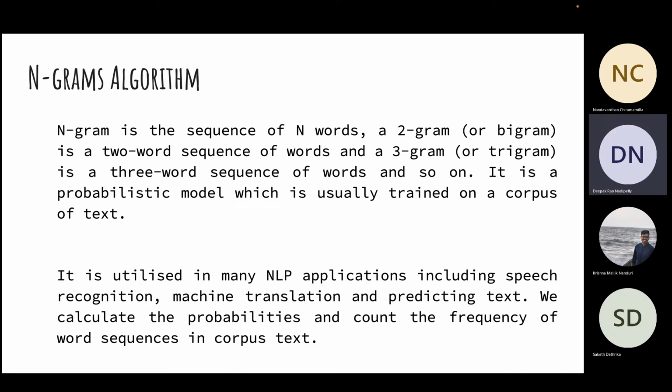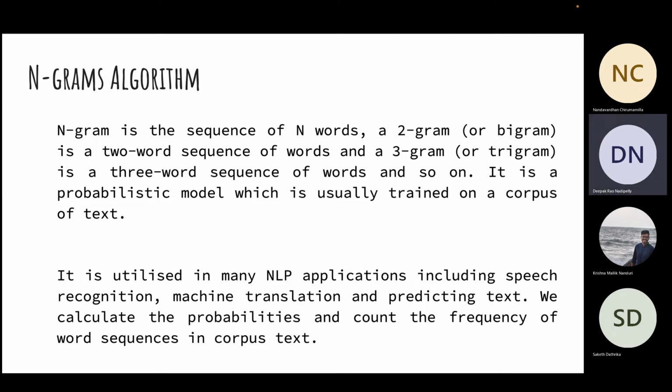Hello everyone. The next algorithm we'll be covering is the n-grams algorithm. It's an NLP based technique. An n-gram is basically a sequence of n words, where a 2-gram is a 2-word sequence and a 3-gram is a 3-word sequence, and so on. An n-gram is a probabilistic model which is usually trained on a corpus of text. N-grams have wide usage in many NLP applications like speech recognition, machine translation, and predicting text. We basically calculate the probabilities and count the frequency of word sequences in the corpus text.